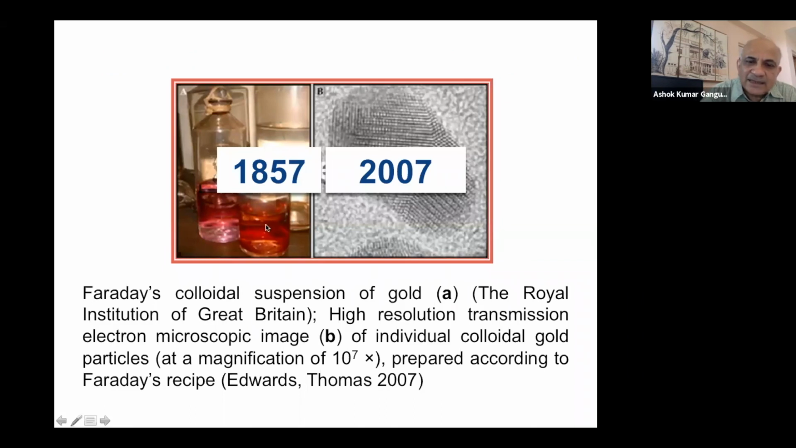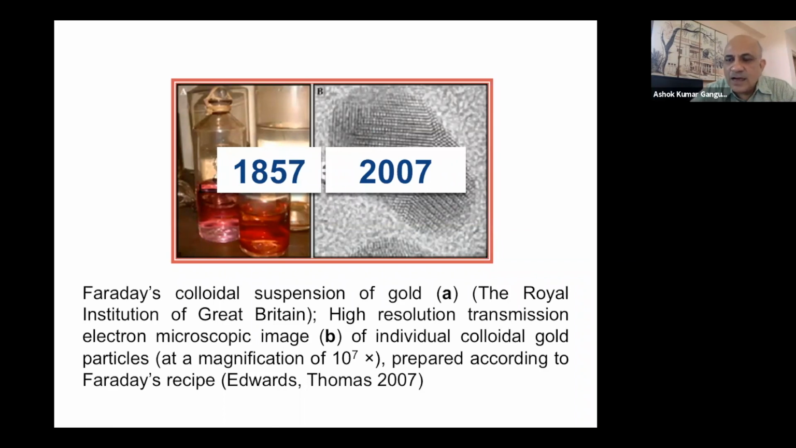And you see these red solutions are of the colloidal suspension of gold. Even Faraday called it colloidal suspension of gold because he did not know that it had nanoparticles. Later on, if you take a drop of these particles and put it on a grid and take it under the electron microscope, you will see this kind of structure where each dot is a gold atom. So you can see atoms of gold from this solution.